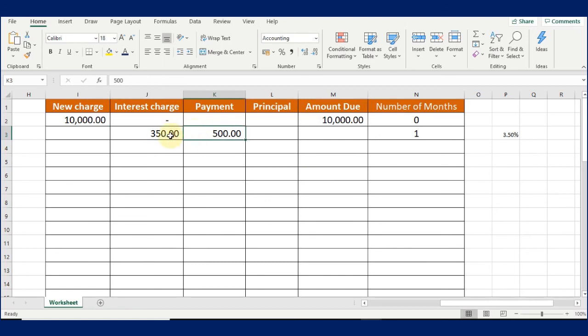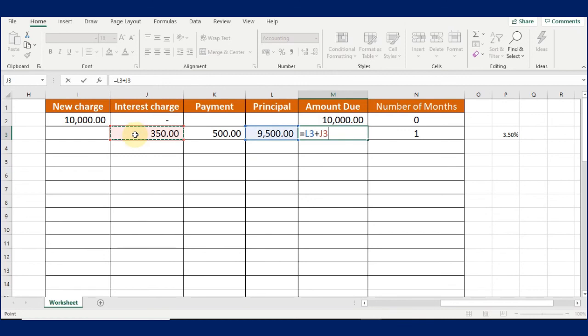All right. So you get an interest charge of 350, payment of 500. Okay. Now, what is now your principal? So, it's your previous amount due minus you paid 500 pesos. Correct? So, it's just now 95. But what will be your amount due? This is for the next month. Okay. What will now be your amount due? So, it will be the principal plus the interest. Is that clear? Okay.